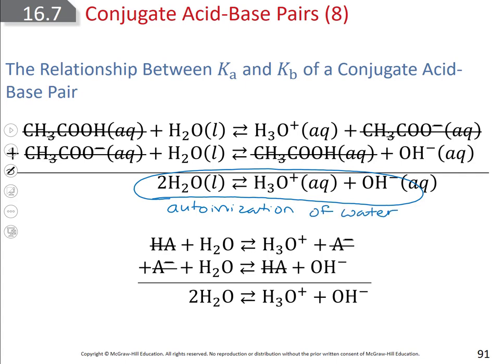So the autoionization of water has a K value, Kw, of what at 25 degrees Celsius? What's the K of water at room temperature? Good. 1 times 10 to the negative 14.